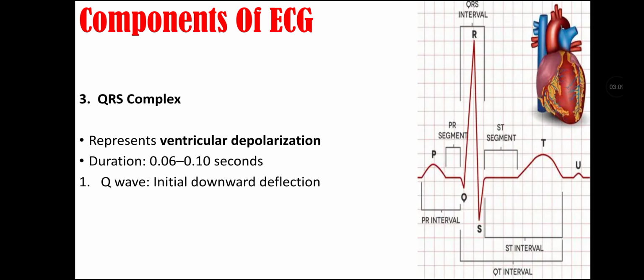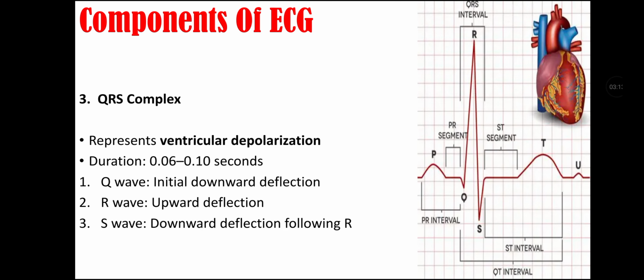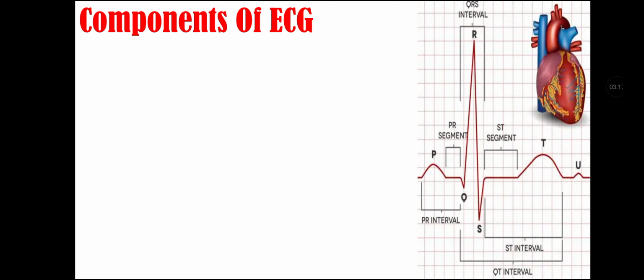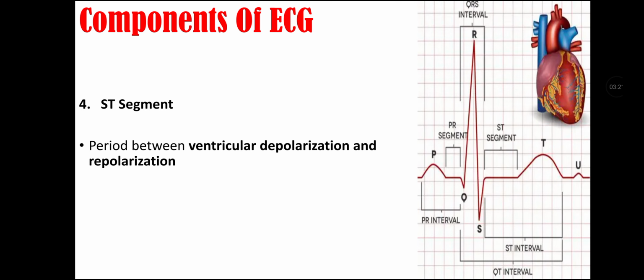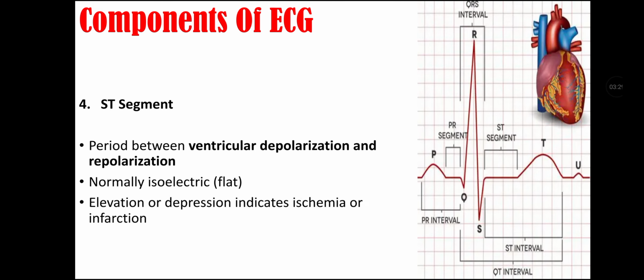It includes the Q wave, that is the initial downward deflection, the R wave, that is the upward deflection, and the S wave, that is the downward deflection following R. The next component of ECG is the ST segment, that is the period between ventricular depolarization and repolarization. It is normally isoelectric and that's why it appears flat. Elevation or depression in this area indicates ischemia or infarction.